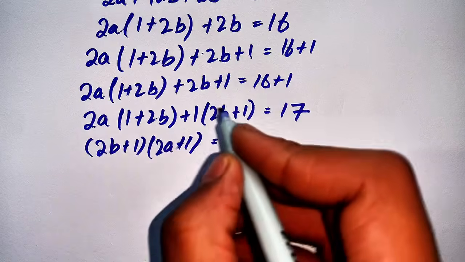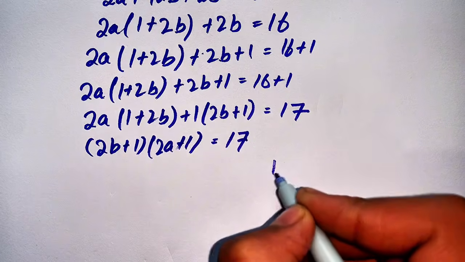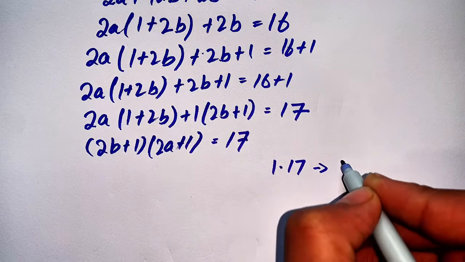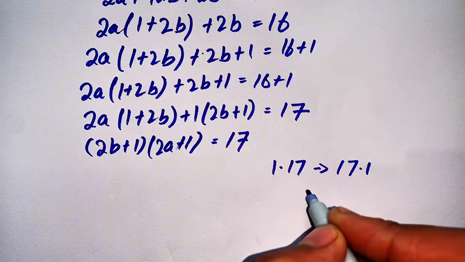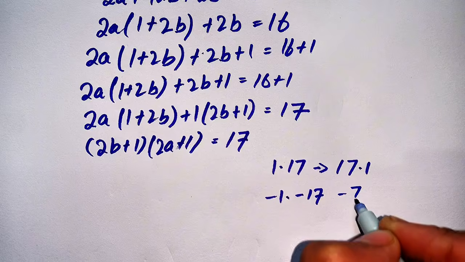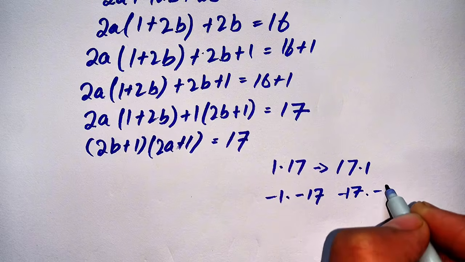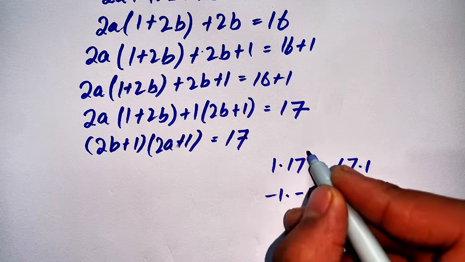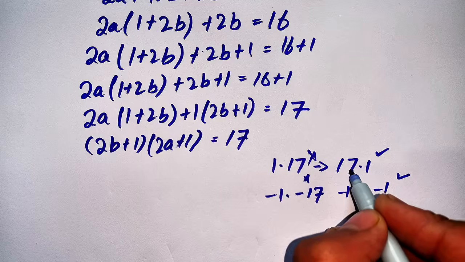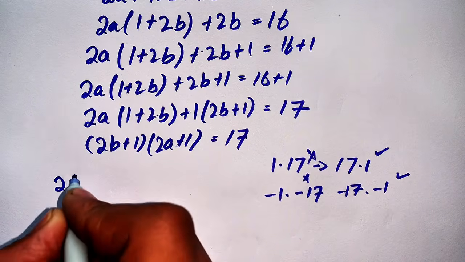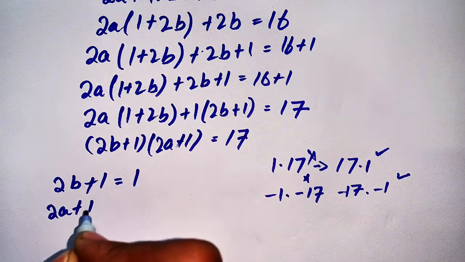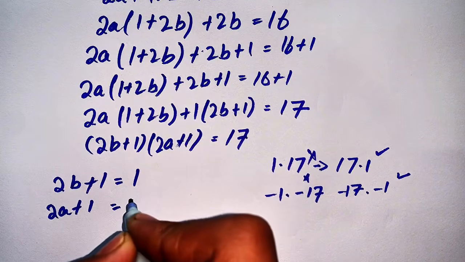Now we are solving factors of 17: 1 into 17, 17 into 1, minus 1 into minus 17, minus 17 into minus 1. The negative ones are not possible. So first we check this: 17 into 1. 2b plus 1 is equal to 1, 2a plus 1 is equal to 17.